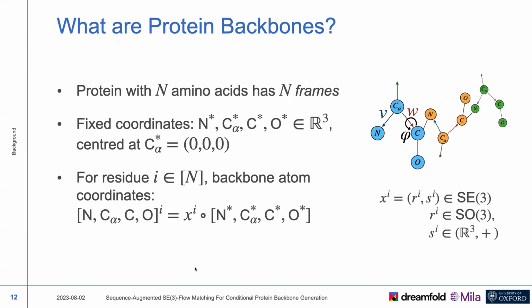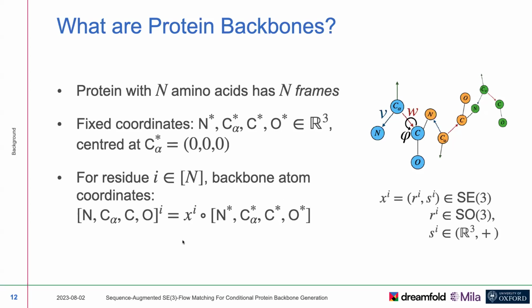Then for each residue, which is a combination of multiple atoms, I represent it as a rotation and a translation. The translation component corresponds to my C alpha. Then given N and C, I can build a rotation matrix indicating the relative position of these atoms with respect to my C alpha. So with this representation, whether I do a translation or a rotation, the relative position of these atoms will be the same.